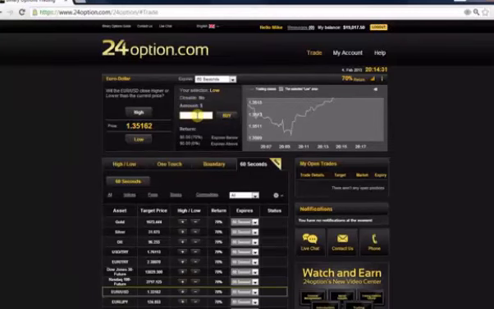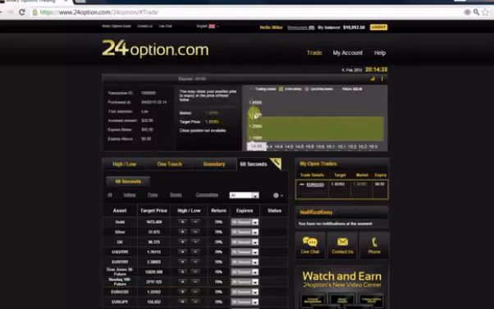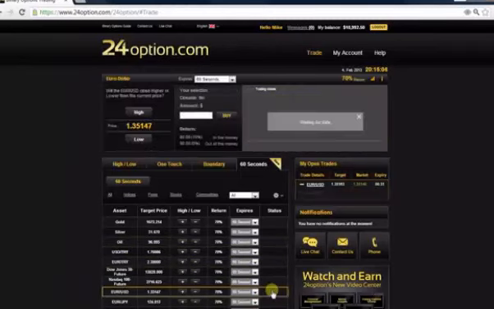So we're going to first invest $25, and go to buy. Okay, and we purchased a call, and we're going to watch to see what happens here. Now, what's different about the 24options platform from other platforms is that you have to click in order to prepare your next trade. This is the current trade, and it looks like we're winning, but we want to get the next trade ready, Euro US dollar.